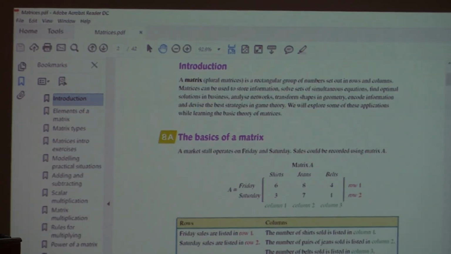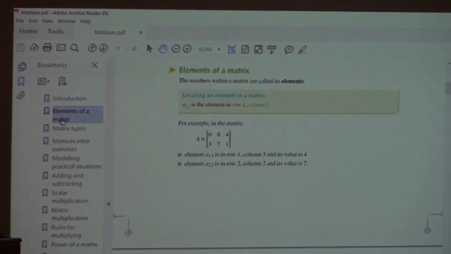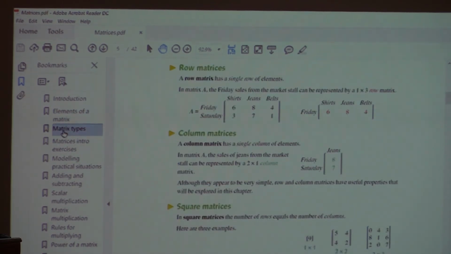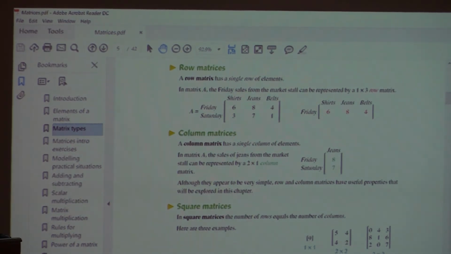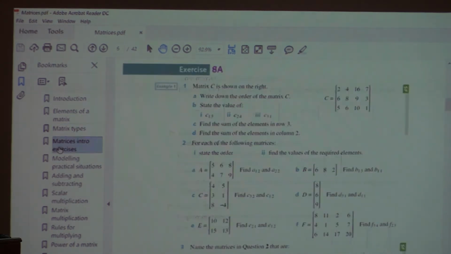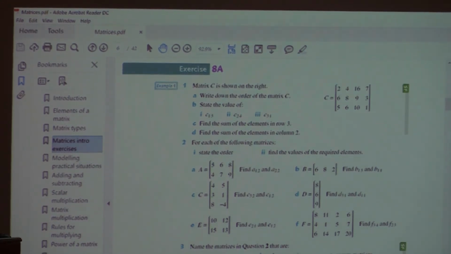Here in the introduction, it gives some sort of rationale why matrices should be used in the first place. Talks about some sort of typical practical situation where you could use that. The elements of a matrix, matrix types, remember those definitions in the syllabus document, definition of row matrices, column matrices, square matrices, what have you. I'll just have a look at the exercises. This is typically what they'll do here. Notice the definition of the degrees of difficulty on the right-hand side there.